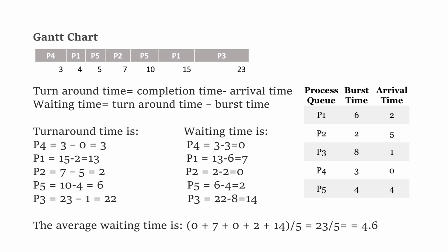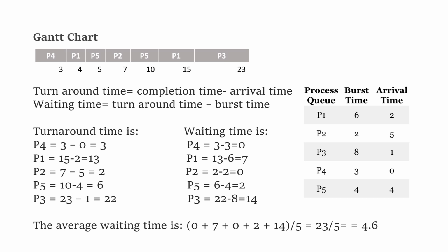The Gantt chart is given, which is the graphical representation of the order of scheduling. Using this preemptive approach, the order of scheduling will be first P4, then P1, P5, then P2, P5, P1, and then P3. This Gantt chart also depicts the completion time for all the processes, and from that we can calculate the turnaround time and the waiting time based on the formulas. These times are the measures that are used to assess a particular scheduling algorithm.